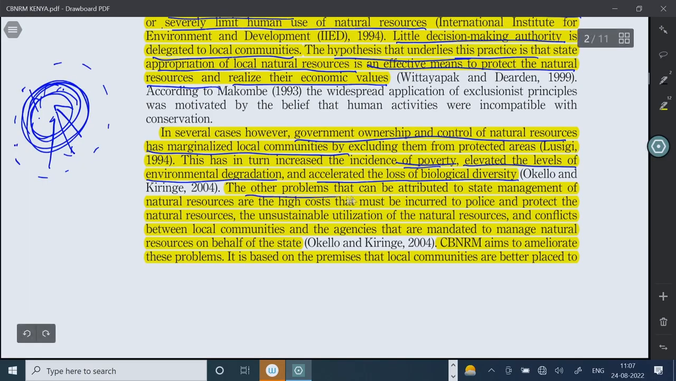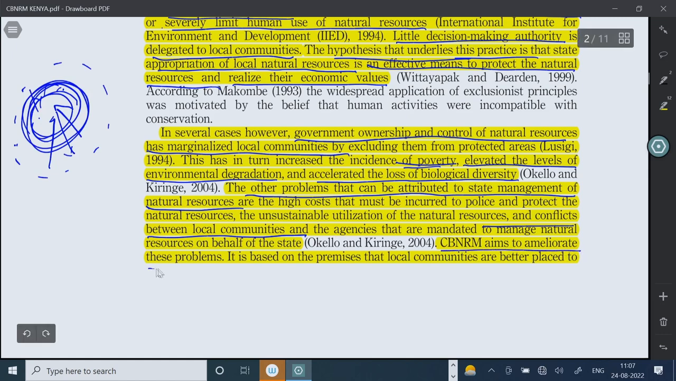The other problems that can be attributed to state management of natural resources are the high cost of maintaining security forces and police to protect the natural resources, the unsustainable utilization of natural resources, and also the need to control the conflicts between the local community and various agencies. Altogether, it becomes quite a costly affair, and a lot of dissatisfaction, unhappiness, and conflict also generates.